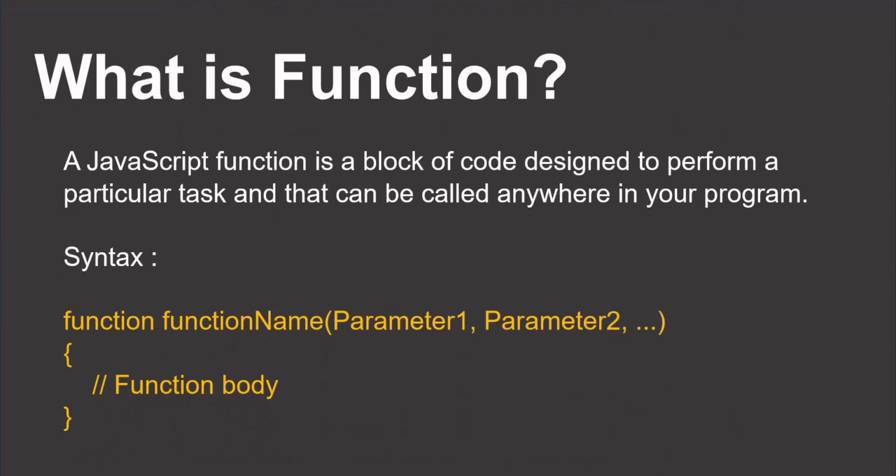So let's start with the definition of a function. A JavaScript function is a block of code designed to perform a particular task and that can be called anywhere in your program. So this is the syntax of a function.